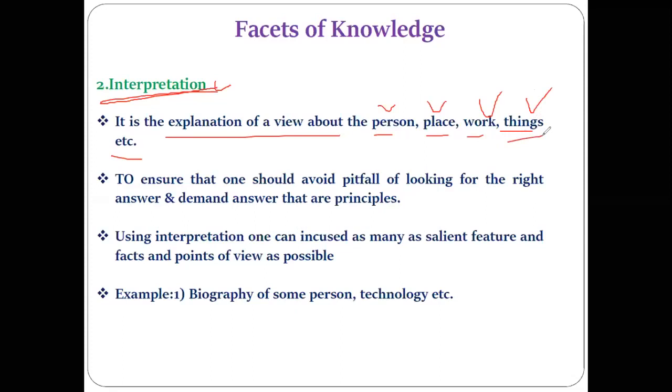If I ask you, write the biography of artificial intelligence, will you be able to write that? Even I cannot write the complete biography of artificial intelligence. Is it possible at this moment? Do you understand what I'm asking? Is it possible for you to write the complete biography of artificial intelligence at this time? No, because at this moment we don't have that kind of knowledge. Understood. So that is what is called interpretation knowledge.